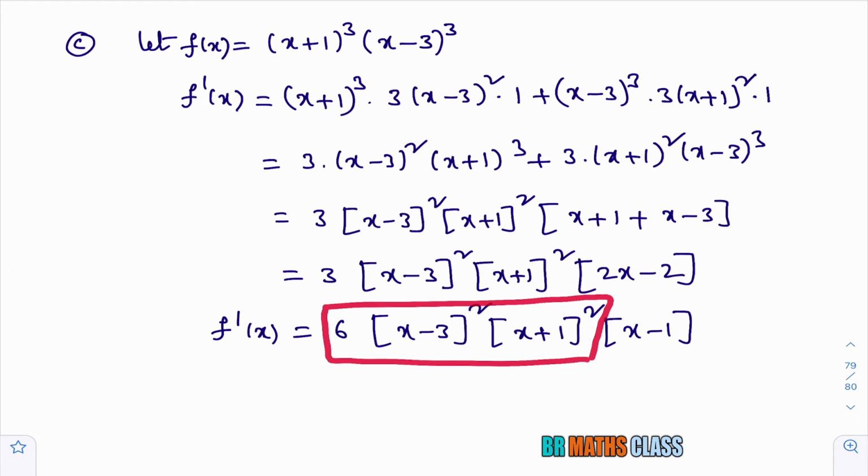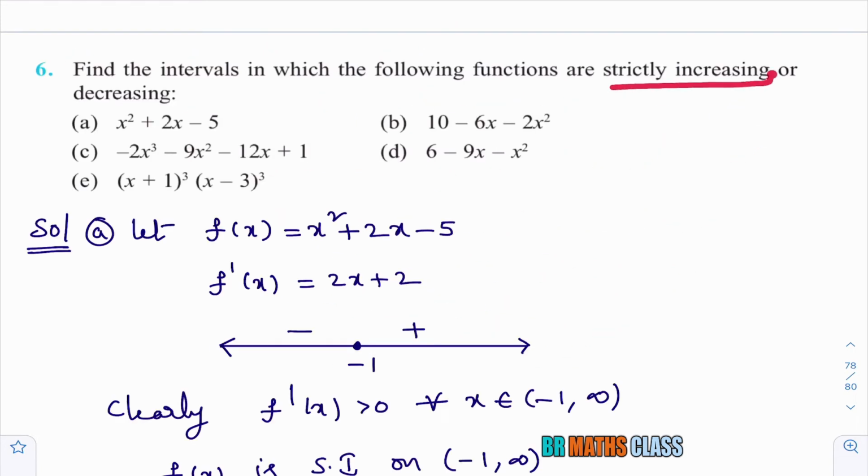But here what is the question? For what values of x the function is strictly increasing, strictly decreasing. Strictly increasing means strictly greater than 0. Increasing function means we can take greater than or equal to 0. As they are saying strictly increasing, you need to consider the x values for which f dash of x is strictly greater than 0.